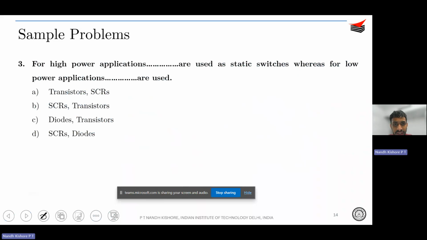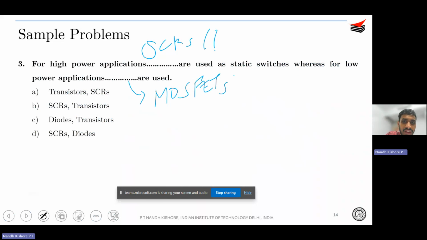For high power applications, dash are used as static switches, whereas for low power applications, dash are used. Transistors, SCRs, diodes, and so on. You may typically know that for high power applications, generally SCRs are used, and for low power applications, MOSFETs or transistors are used. So SCRs or thyristors.